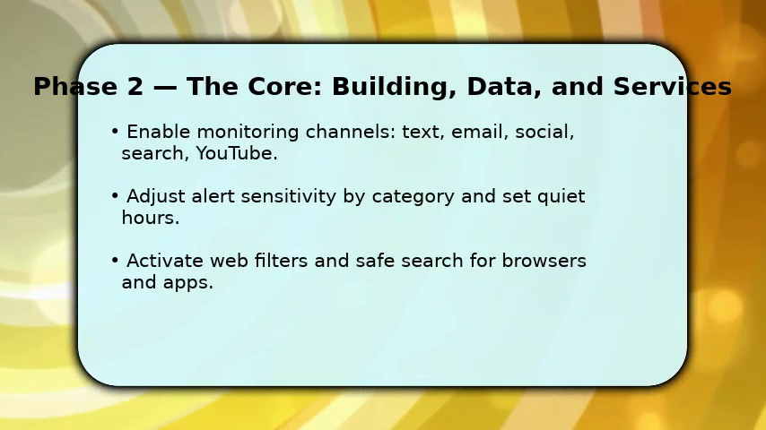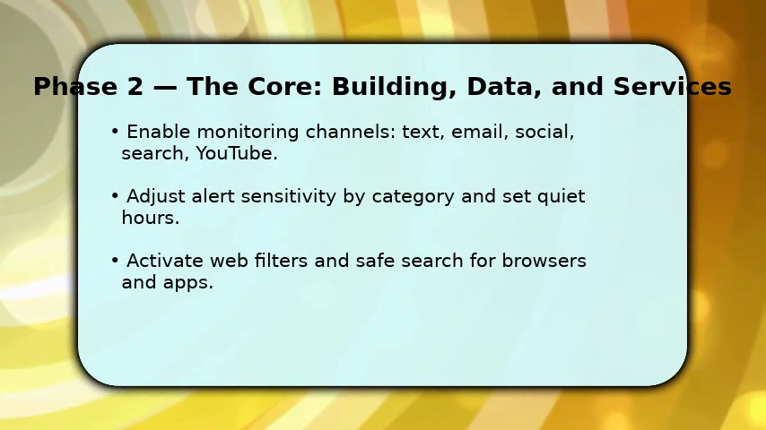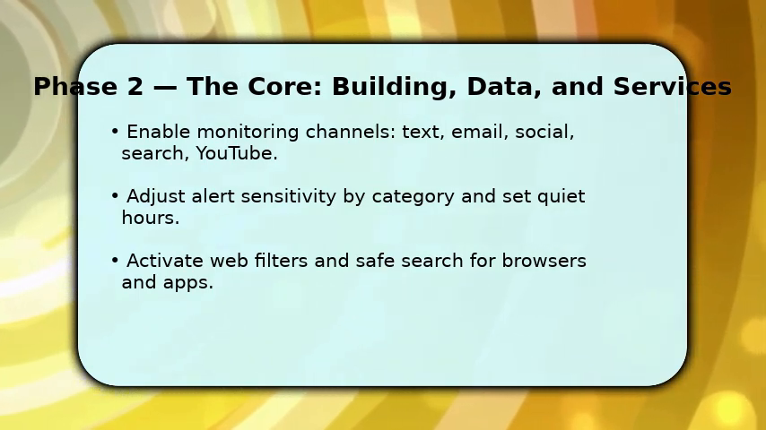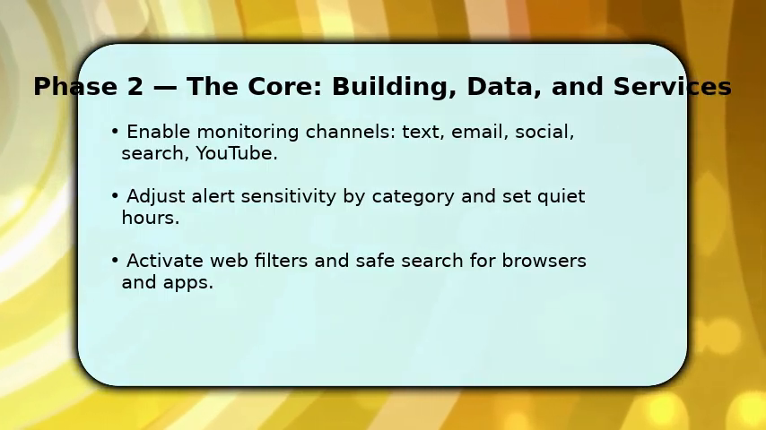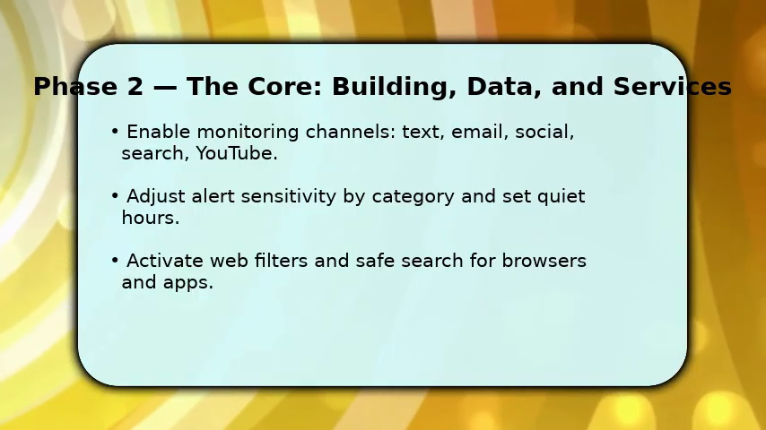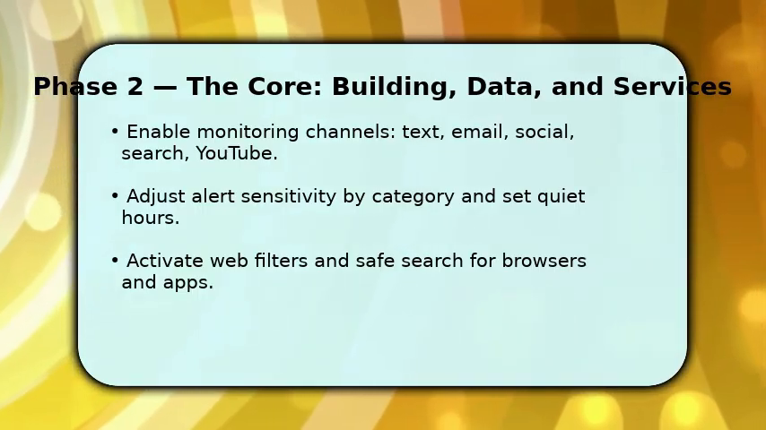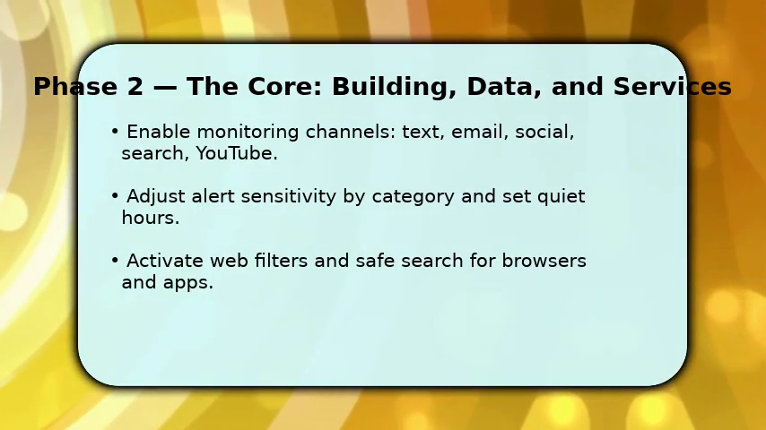Now you configure what Bark watches and how loudly it alerts you. You enable channels like texts, email, social apps, search, and YouTube. Each has its own toggles. Then set sensitivity levels per category, higher for self-harm or bullying, lower for humor, so alerts matter.